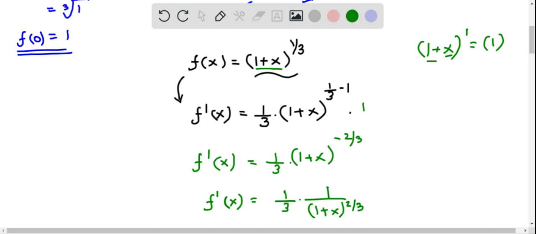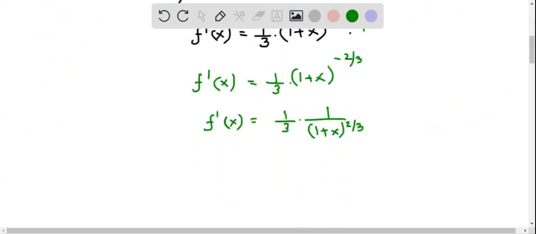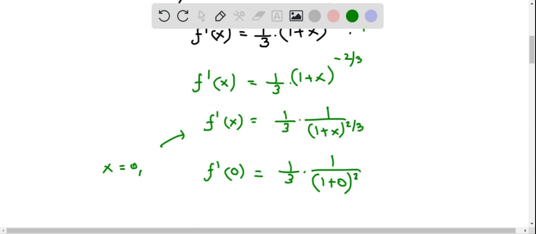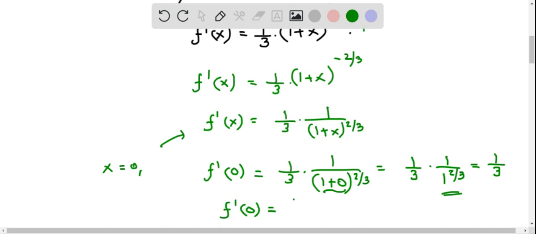And now we will find f prime of 0 by replacing x by 0 in the function f prime of x. So we plug in x equal to 0. Therefore f prime of 0 equals 1 third times 1 over 1 plus 0 raised to the power of 2 thirds. And so this gives 1 third times 1 raised to the power of 2 thirds, and 1 raised to the power of 2 thirds is just 1. So 1 third times 1 is 1 third. So we found that f prime of 0 equals 1 third.